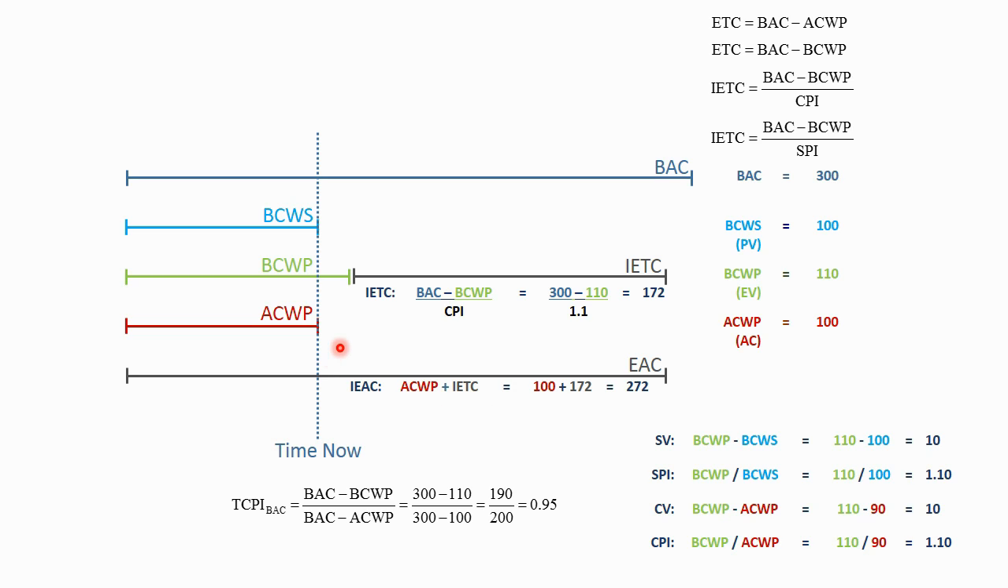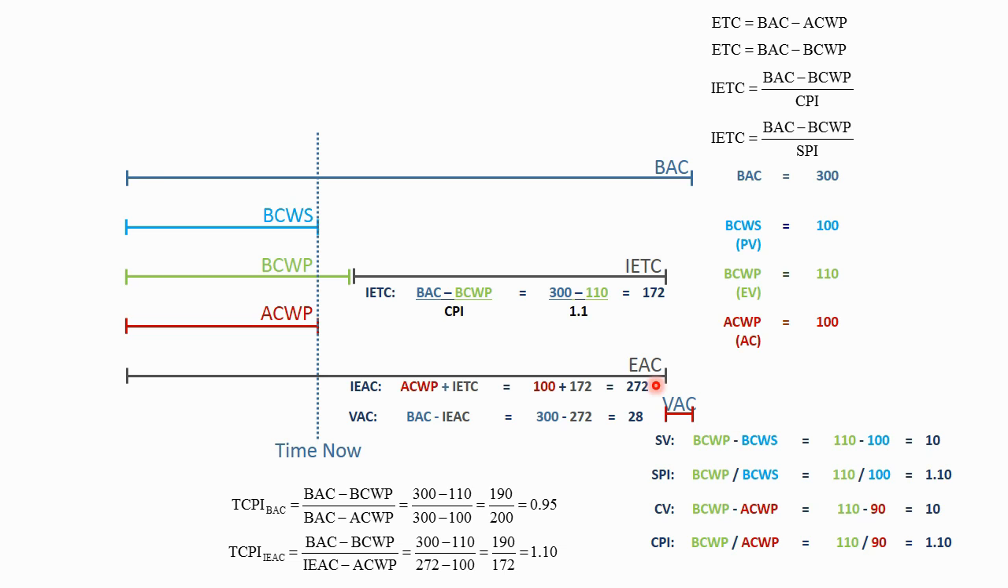So the EAC is the actual cost, 100 hours, plus this new ETC, 172 hours. The new EAC is 272 hours. And the variance now is 28 hours. So with this new estimate, we're predicting that we're going to be 28 hours underrun. And that's because the project has been performing at a cost performance index of 1.1. And we assume that's going to continue into the future.